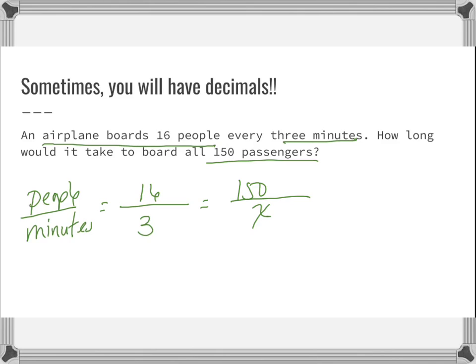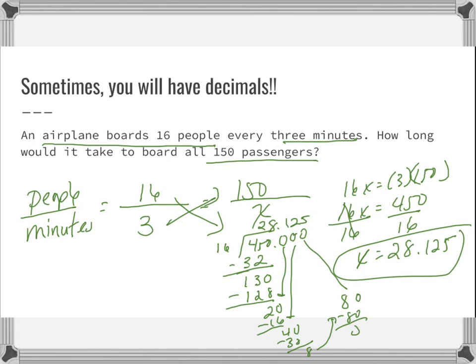Now I want you to set up your cross multiply and divide, solve this, and then come back and check your work. So you should have ended up with 28.125 minutes. All right, on your work today, make sure you are showing all of the steps. It is a lot of work, but if you can master this method, it works every single time.